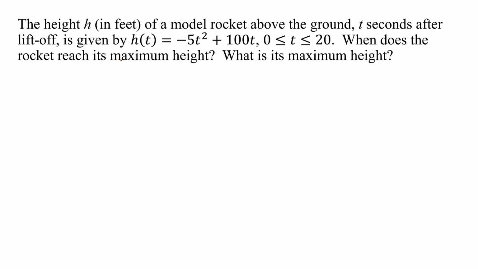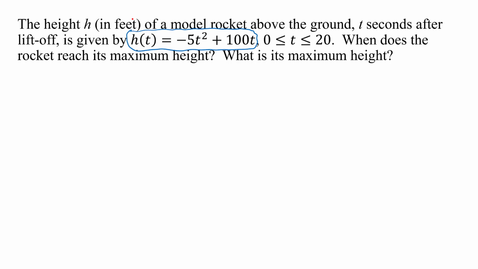The height h in feet of a model rocket above the ground t seconds after liftoff is given by h of t equals negative 5t squared plus 100t, for 0 less than or equal to t less than or equal to 20. So we're between 0 seconds and 20 seconds here. And if you check that out, that's going to be when the height is 0, when the model rocket's on the ground. When does the rocket reach its maximum height? What is its maximum height?